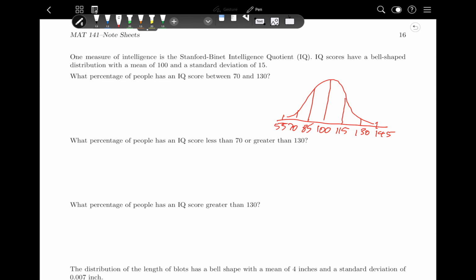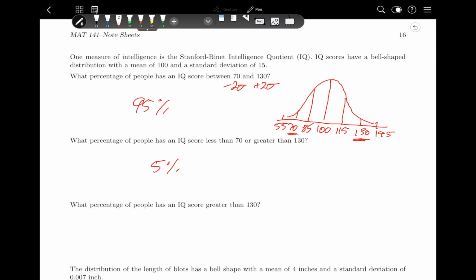And so if we want to say what percentage of people have an IQ score between 70 and 130, well, that's the middle. That's two standard deviations, right? This is minus 2 sigma. This is plus 2 sigma. So that would be 95%. And then how much is outside of that? Well, that's 100% minus 95%. So that would be 5%.